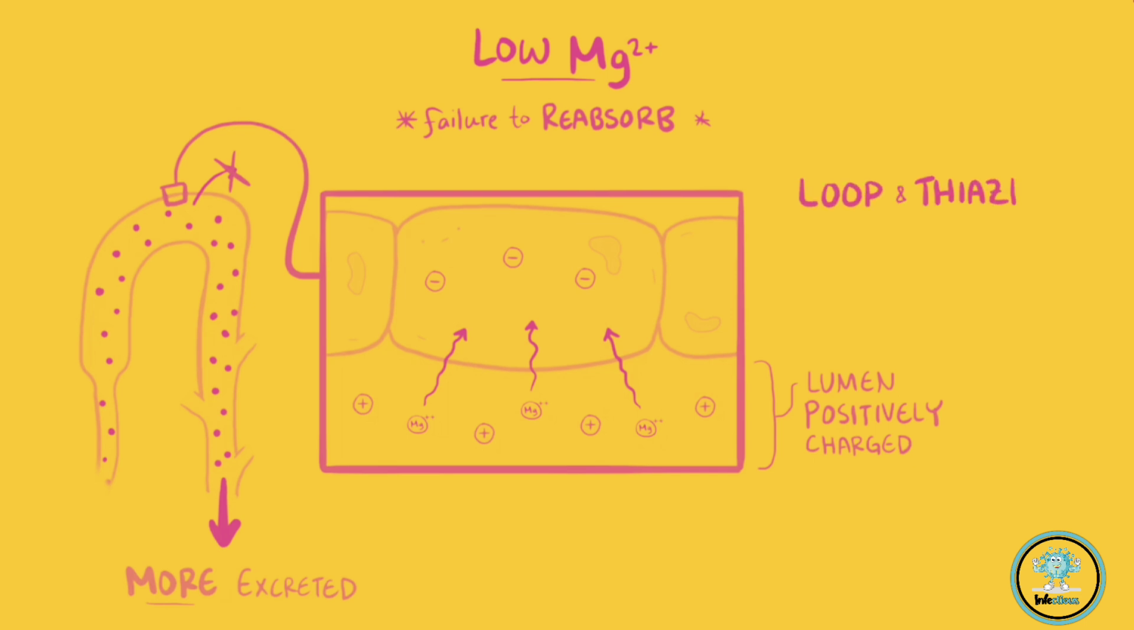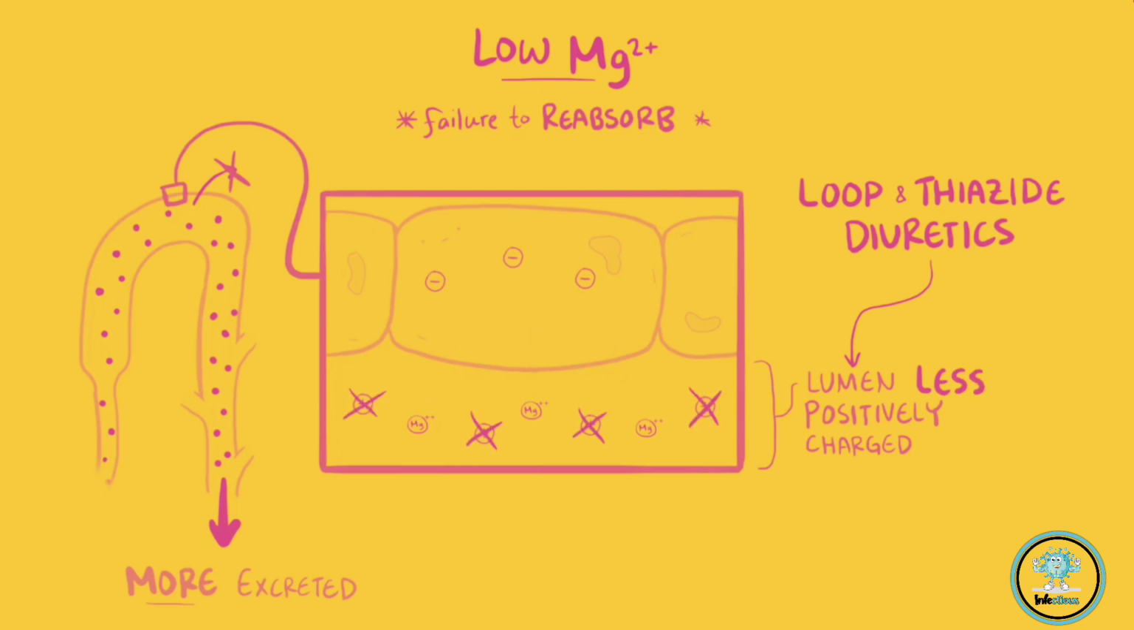Now, loop and thiazide diuretics can disrupt this process, because they both make the lumen less positively charged, and this diminishes magnesium's electrochemical gradient and causes more of the ions to stick around in the filtrate and get peed out.